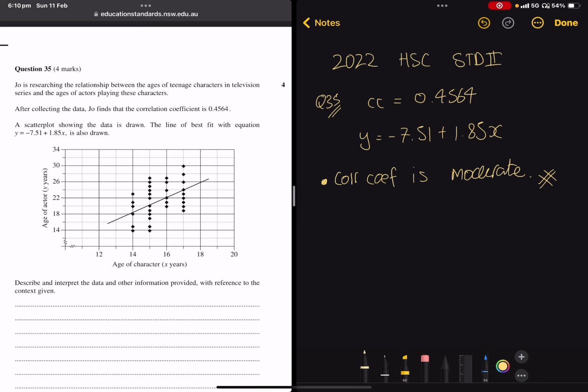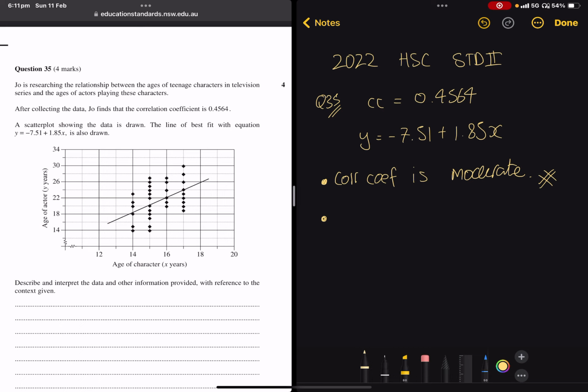We have a positive correlation, and we see a reasonable variation in the ages of actors playing characters of each age. So this is certainly noticeable. It is more noticeable for characters age 15 and 17 than it is for characters age 14 and 16, but there is still quite a lot of variation in the ages. If you look at the 15 bracket, you notice that the oldest actors that play 15-year-olds are about 27. The youngest actors that play 15-year-olds are about 14.